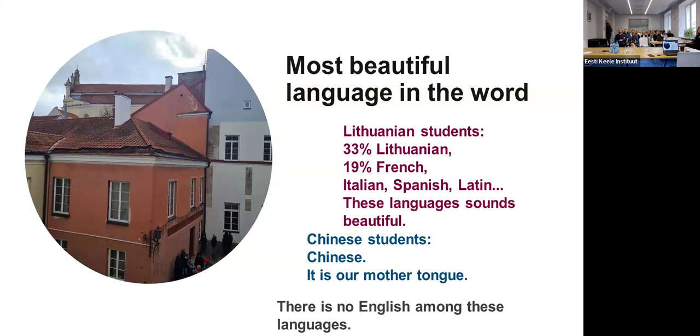Only two from 124 wrote another language, Russian and Korean. And there is no English among these languages at all. Maybe three or four Lithuanians wrote this. Why are these languages the most beautiful?